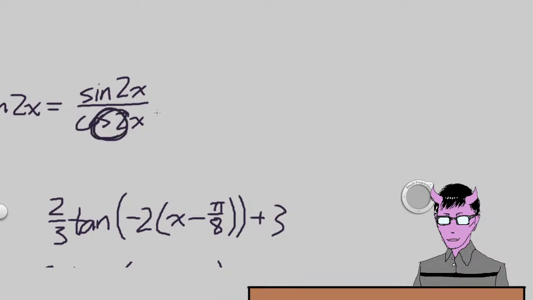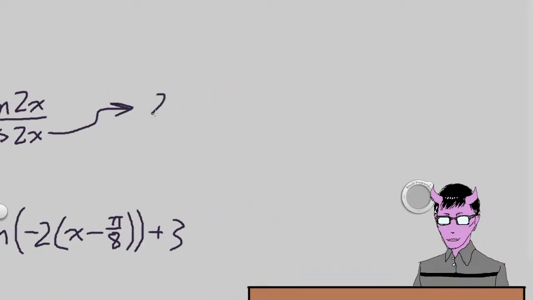So whenever we get 0 on the bottom, that's a vertical asymptote. So how do we get 0 from the bottom? We're just going to take this one and force it to be equal to the inner quadrant angle in which the adjacent is 0. So take the 2x and force it to be equal to the one that points upwards. That's pi over 2. So force this to be pi over 2.